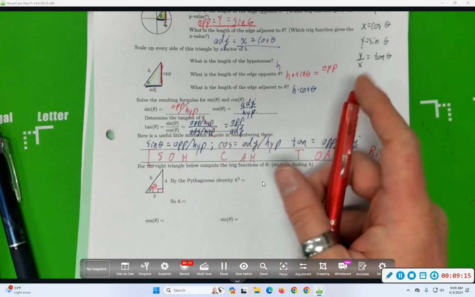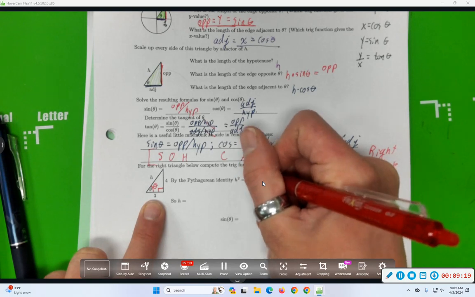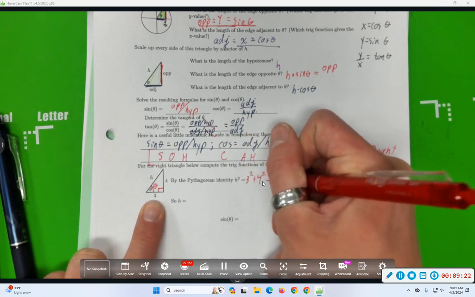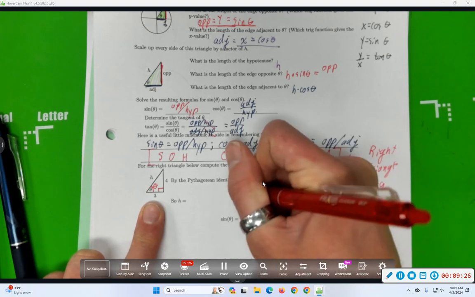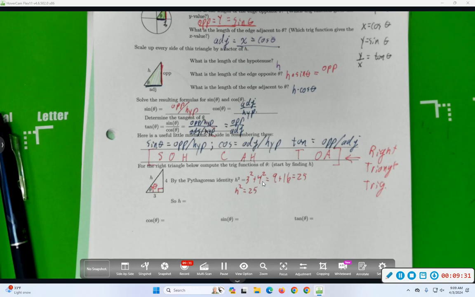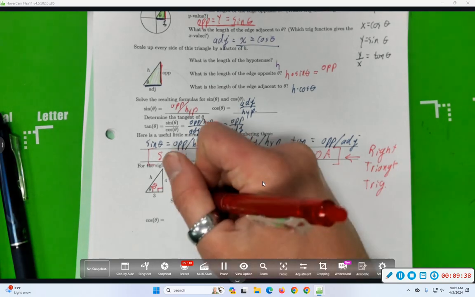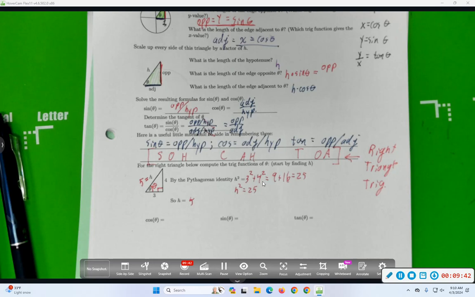So the hypotenuse of a right triangle, by the Pythagorean theorem, h squared is equal to 3 squared plus 4 squared. So h squared equals 25. If the hypotenuse squared is 25, then what's the hypotenuse length? 5. Exactly what you just said. So this hypotenuse has length 5. All right. And now let's use SOHCAHTOA to do this.